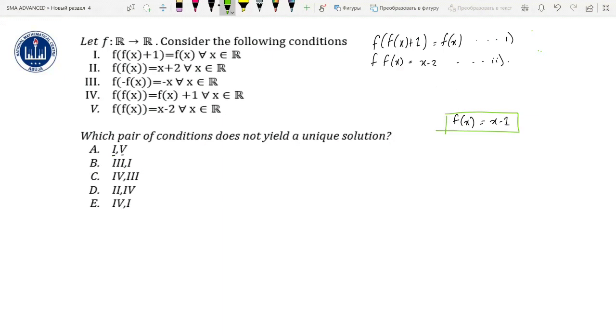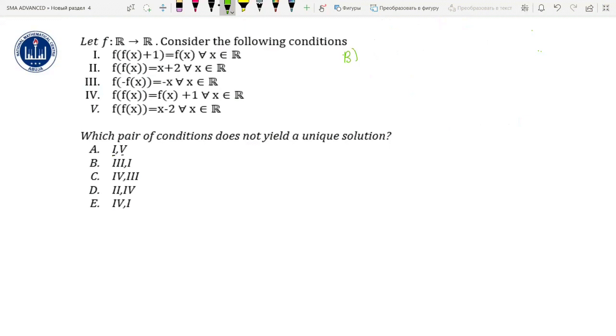So in this first one now, when we are checking, we just replace f of x with x minus 1. What do you get? Okay, f of x minus 1 plus 1, that's x, equals f of x. So it's an identity, so that's correct. And the second one, we get f of x minus 2 equals f of x minus 1 plus x minus 2. And this is also definitely true. x minus 1 minus 1, yeah, it's also true. So we have gotten that the first option yields a unique solution. So that is not the answer.